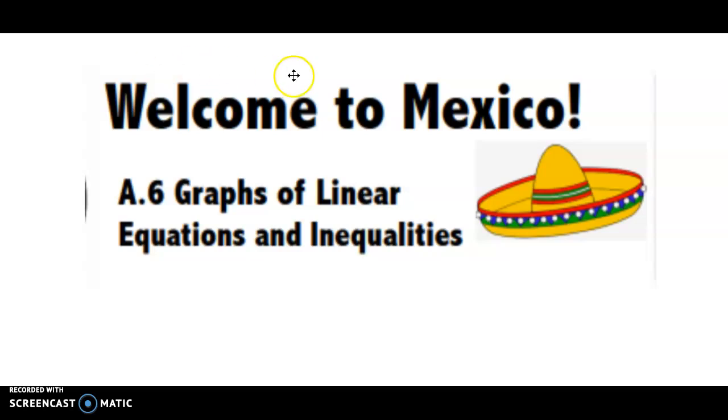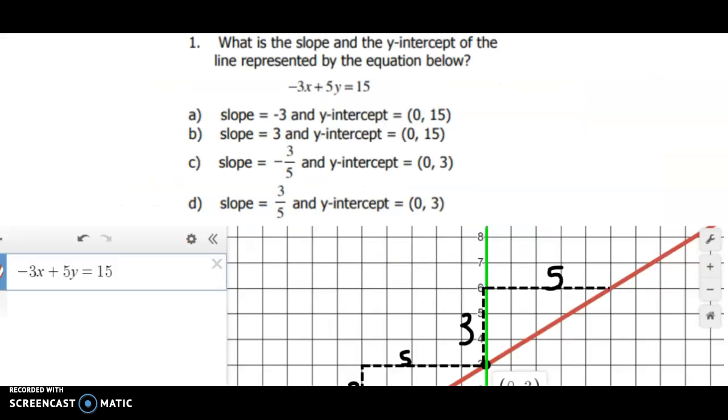I'm going to be going over graphs of linear equations and inequalities with you guys. Take a look at number 1. It says, what is the slope and the y-intercept of the line represented by the equation below?